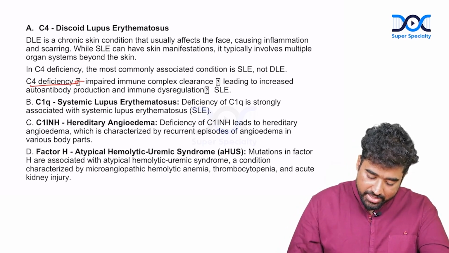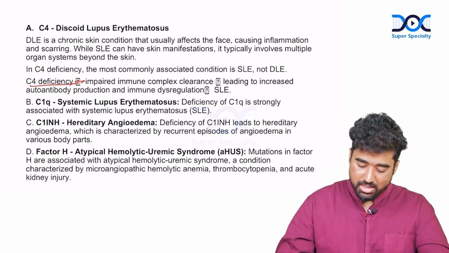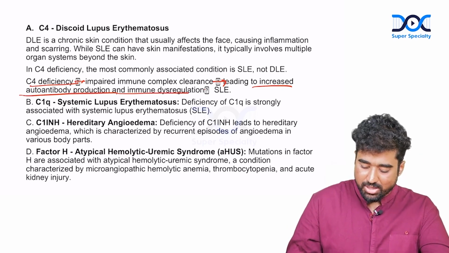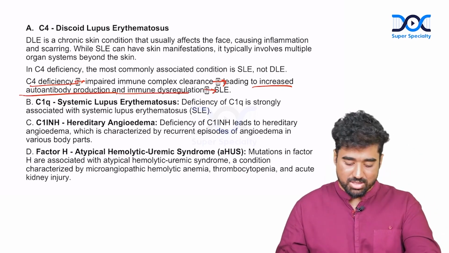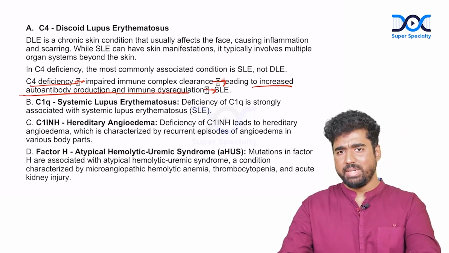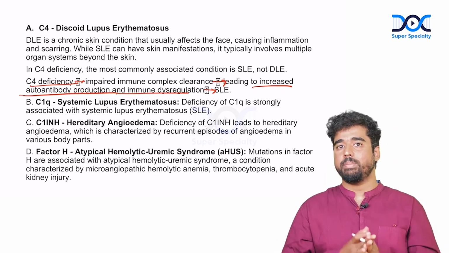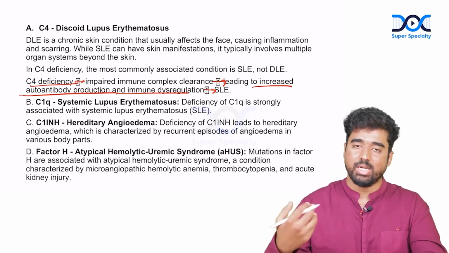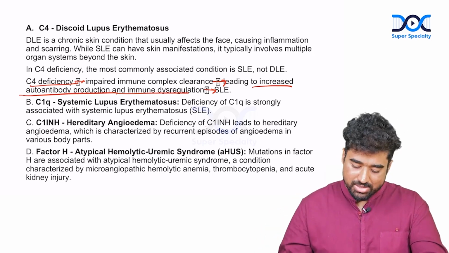So C4 deficiency leads to impaired immune complex clearance, which leads to increased autoantibody production, immune dysregulation, eventually leading to SLE. This is how it happens: early complement deficiencies in general lead to poor immune complex clearance, leading to generation of anti-nuclear antigens, anti-nuclear antibodies, leading to SLE.